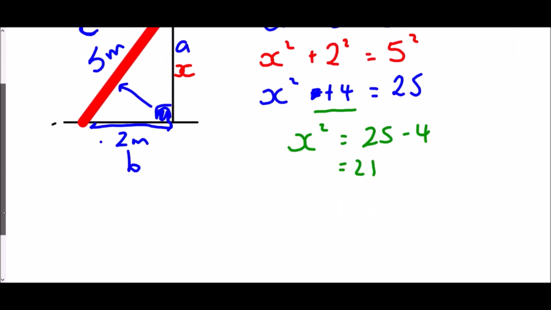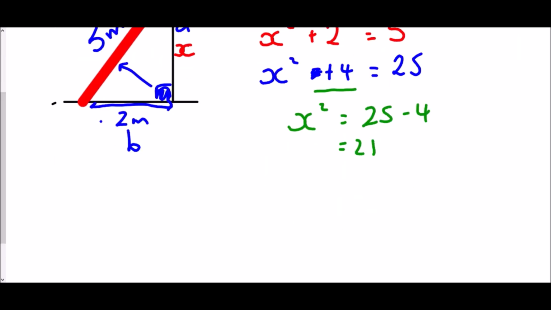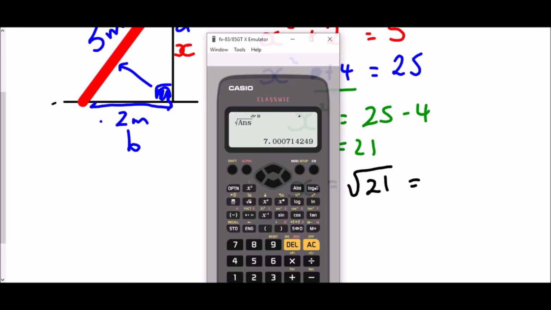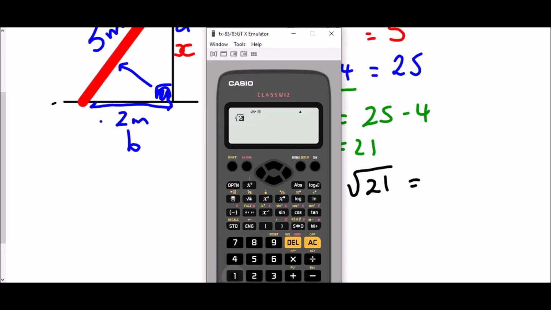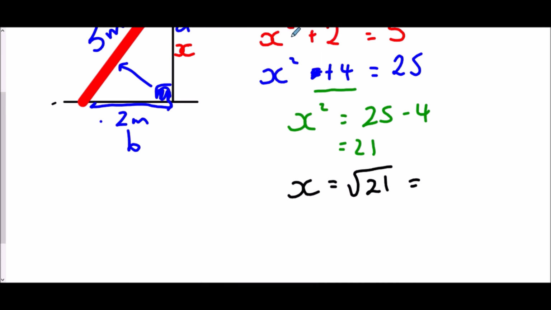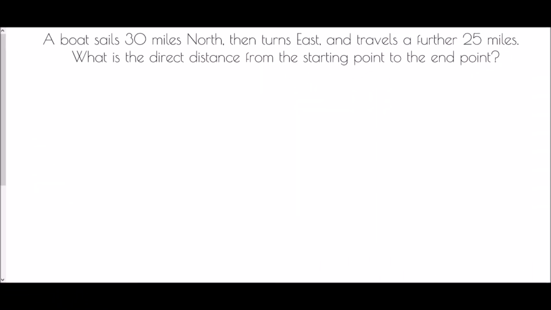And therefore, if I need to get x all on its own, which is what I want to know, how far up the wall will it reach? Well, I will need to do the square root of 21. And the square root of 21 is 4.58 to 2 decimal places. So 4.58 meters. Next, a boat sails 30 miles north, then turns east and travels a further 25 miles. What is the direct distance from the starting point to the end point?